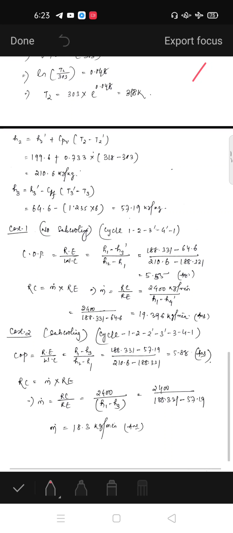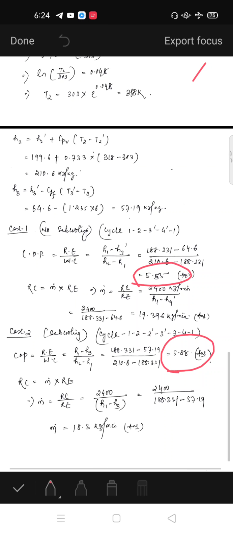So next, our case number 2, when it is a subcooling process, means the cycle will be longer, that is 1 to 2 to 2 dash to 3 dash to 3 to 4 to 1. Now we will get the higher COP as it is a subcooling process, and applying all the formulas, the COP will be 5.88. Here you can see the difference: when you were not doing subcooling the COP was 5.55, and when you are doing the subcooling the COP is 5.88, because the compressor work remains constant.